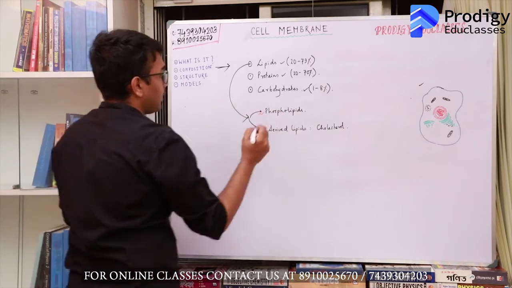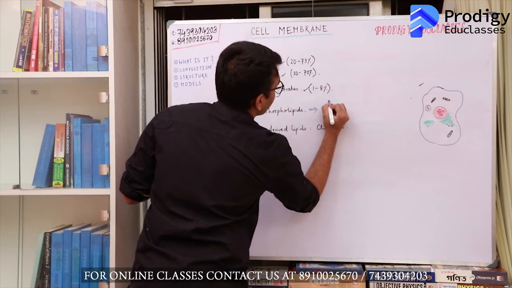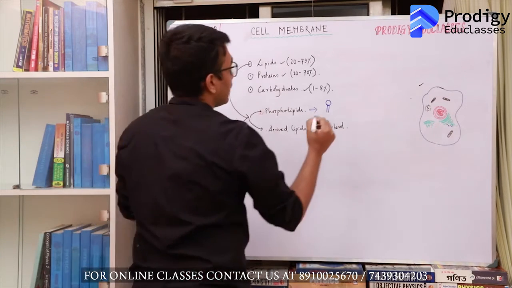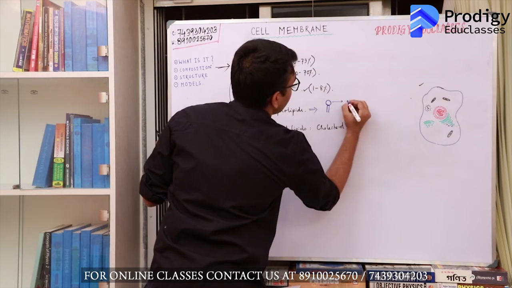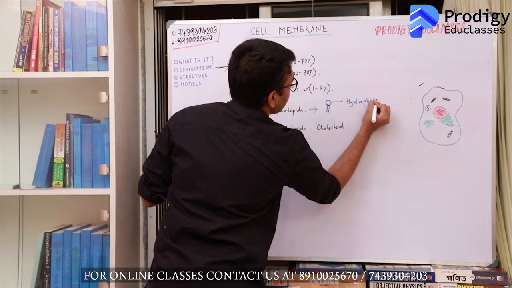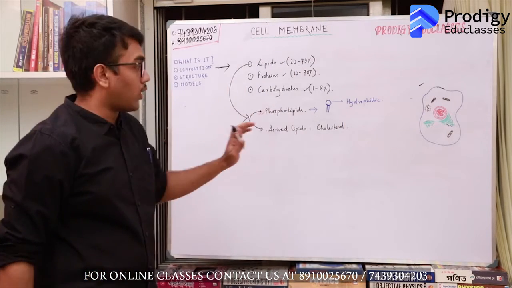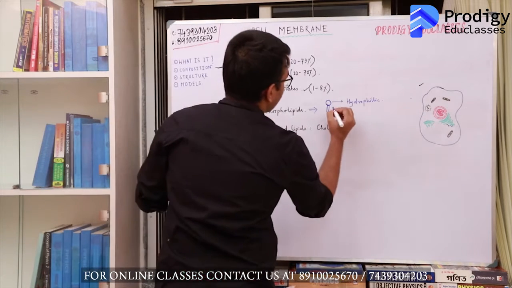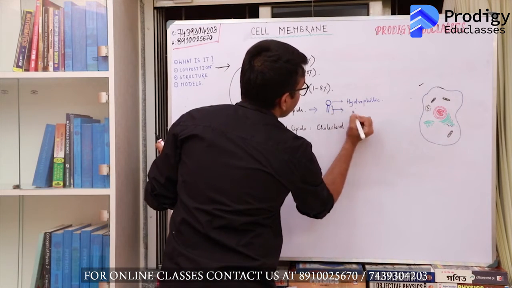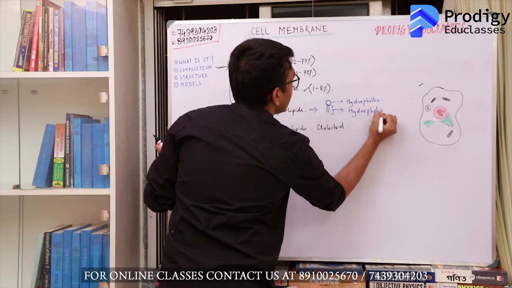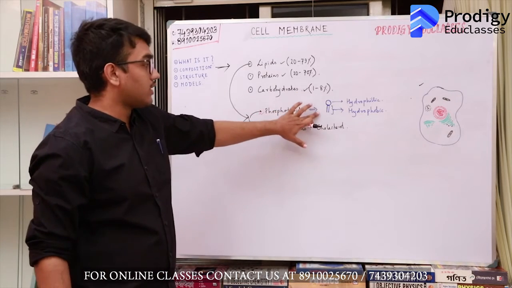If you look a bit at the schematic representation of a phospholipid, you will find that the phospholipid has a globular head and has two tails. This globular head of the phospholipid is hydrophilic. Hydrophilic means it is stable in water. Philia means love, hydro is water. So hydrophilic means it is stable in water. Whereas the two tails are hydrophobic. The head of the phospholipid is hydrophilic and the tails are hydrophobic.